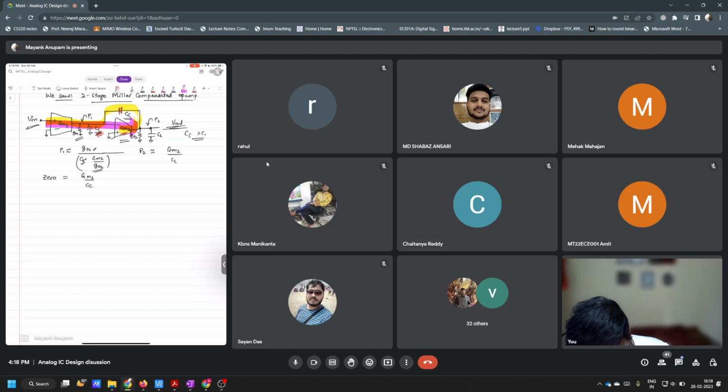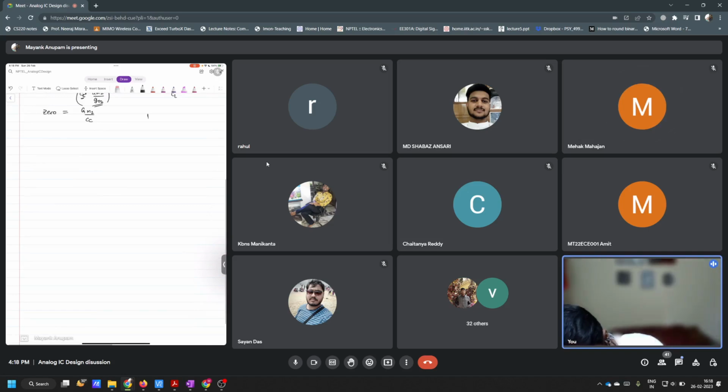Now these two paths will definitely have different phase shifts, isn't it? What do you understand by a zero? If there is a transfer function like 1 plus s over z, divided by 1 plus s over p1 times 1 plus s over p2, then this is a zero, s over z. And what happens when you hit a zero? H can also be written as V out over V in, correct? So when there is a zero, this term will become zero, right? So V out will become zero irrespective of input voltage, correct?